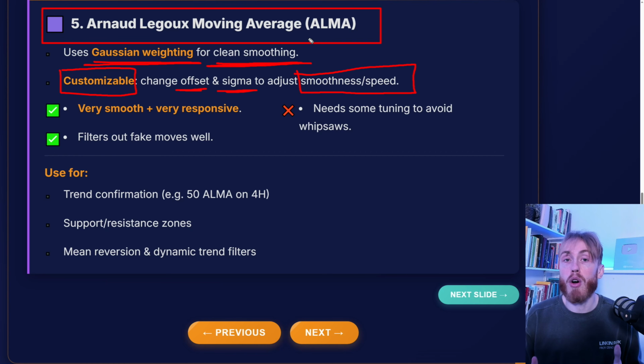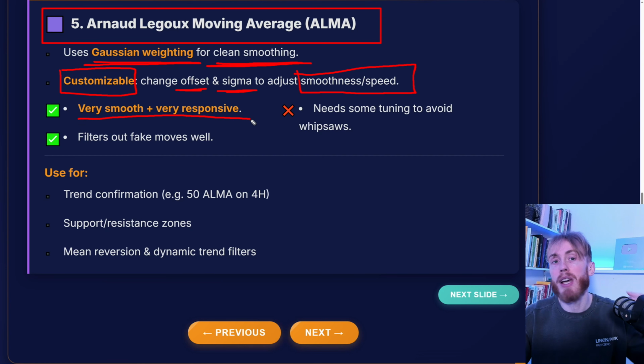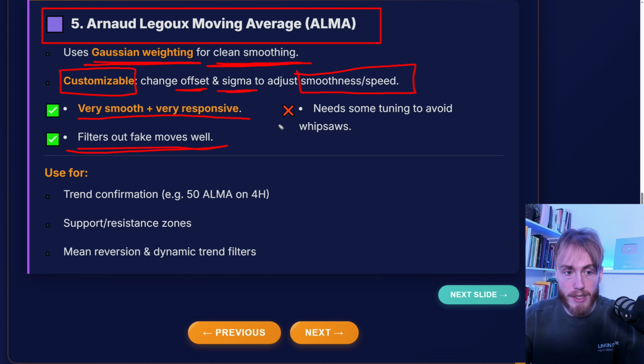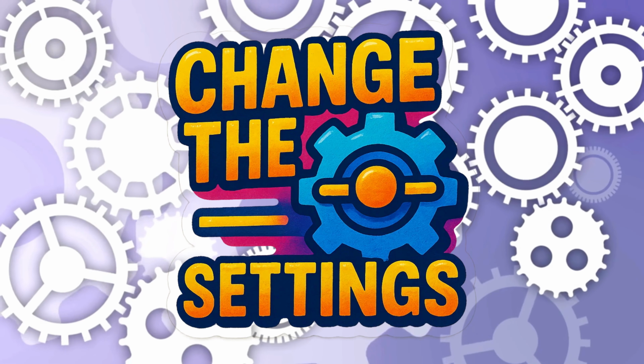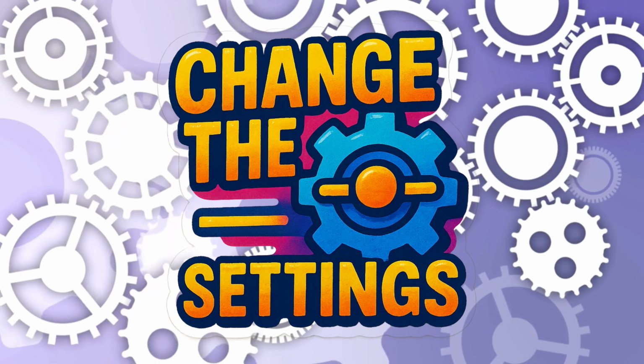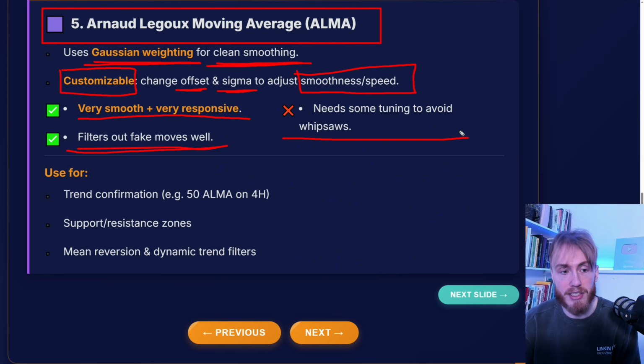But now, what are the pros of the ALMA? Well, first of all, it's very smooth and very responsive. Very, very nice. Also, another plus here is that it's pretty good at filtering out fake moves. Yet another very useful thing. However, the downside here is that in order to get the most out of the ALMA, you might need to change a few settings and fine-tune it to your specific trading strategy.